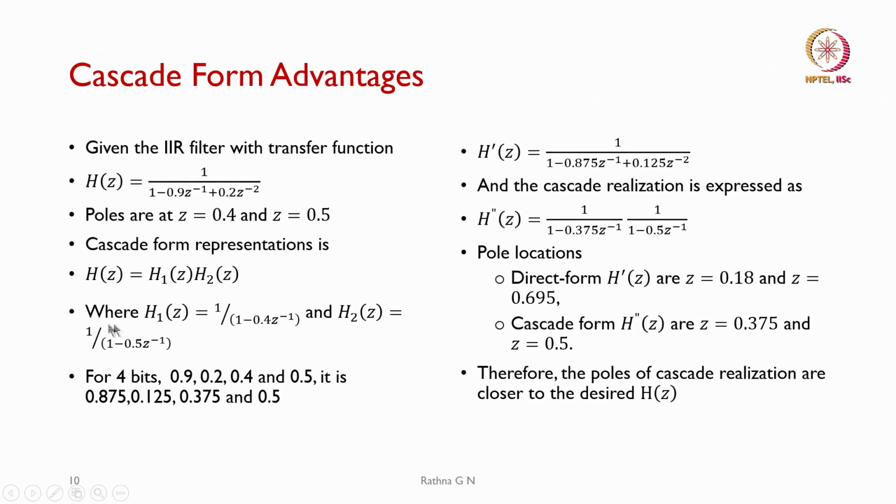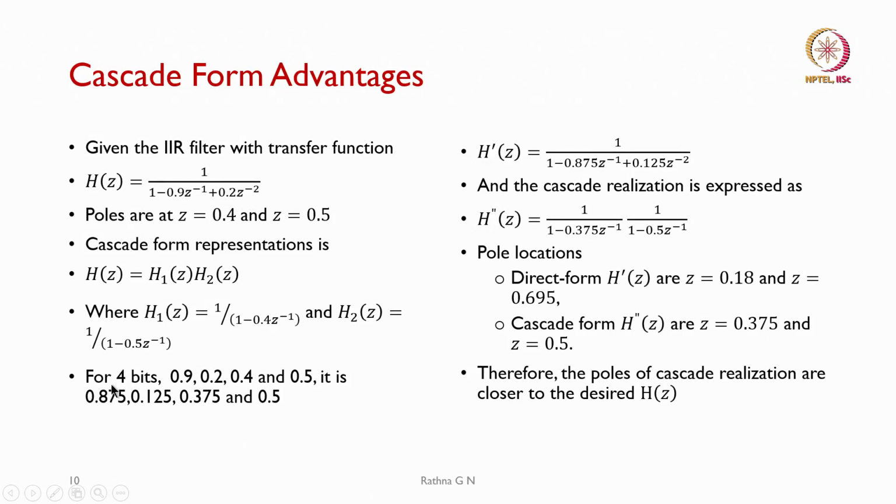So, H1(z) is nothing but 1 / (1 - 0.4 z^-1), and H2(z) is going to be 1 / (1 - 0.5 z^-1). So, actually this has been converted into (1 - 0.4 z^-1) times (1 - 0.5 z^-1), which will realize this equation. That is how the poles are there.